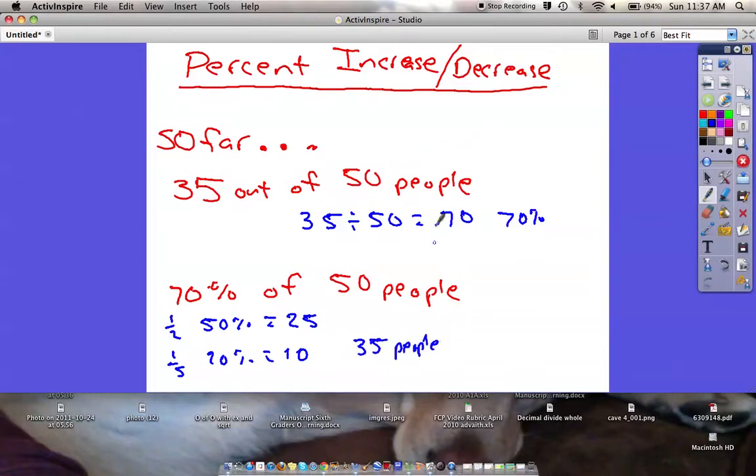These two questions right here are just kind of mere opposites. If we already know the number of people, how many out of, that's going to be one of these types of problems. And if we need the percentage of, they start with a percentage, that's going to be one of these types of problems. Those are the two types we've talked about.